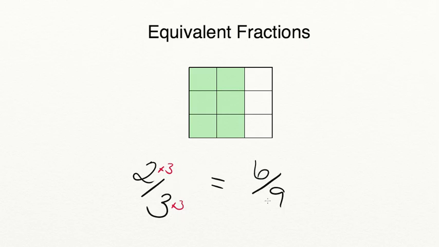So let's go ahead and try this for 6/9. We're going to multiply 6 times 2 and 9 times 2 to find an equivalent fraction. 6 times 2 equals 12, 9 times 2 equals 18. So 12/18 is an equivalent fraction for 6/9 and for 2/3.